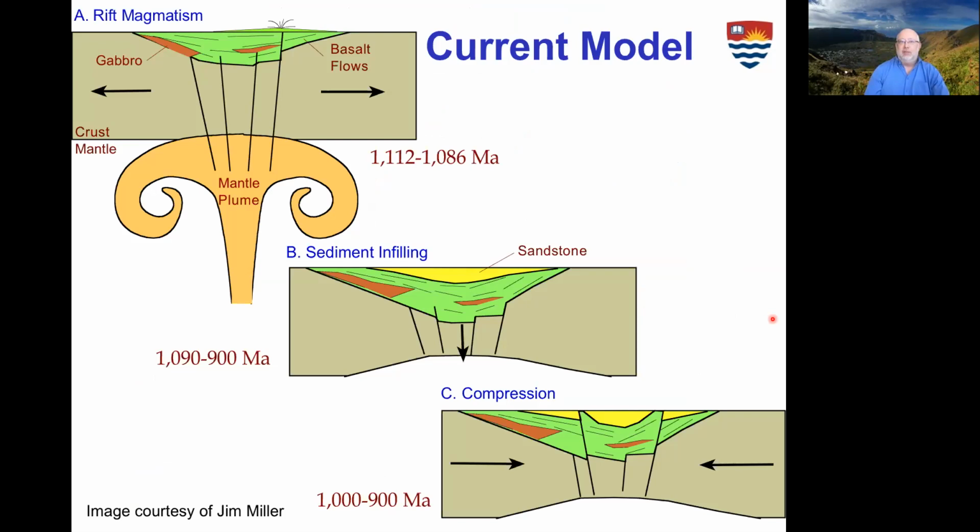That caused the main rift magmatism events that we see expressed in the volcanic and intrusive rocks. Volcanism shut down probably about 1080, 1086, somewhere in there. And at that point, we started getting some sediment infilling in the top of this basement. Then around 1,000 to 900 million years ago, we get some compression and some faulting. And since then, pretty much nothing has happened to the rift geologically.